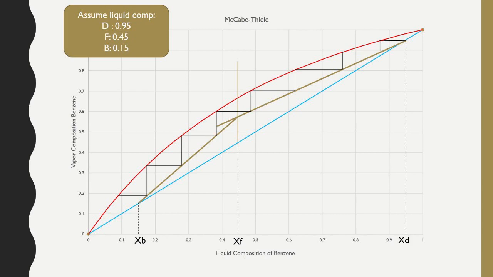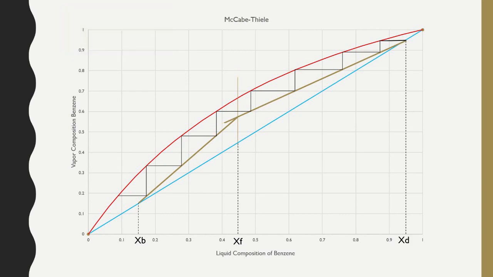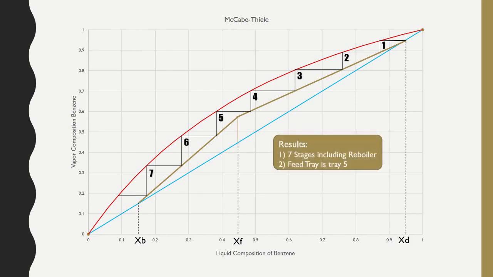After doing this, all that's left is to count the number of stages. I'll make it easier. Alright, because the stage at the bottom part is not full, we will not include it in the count of stages. As you can see here, there are 7 stages. These 7 stages include the reboiler, and as you can see, the feed line is under the 5th tray. And there you have it.